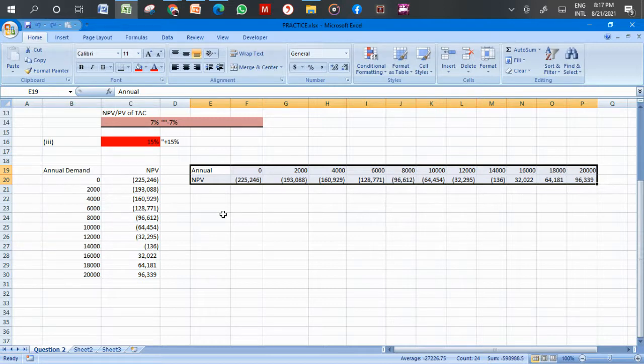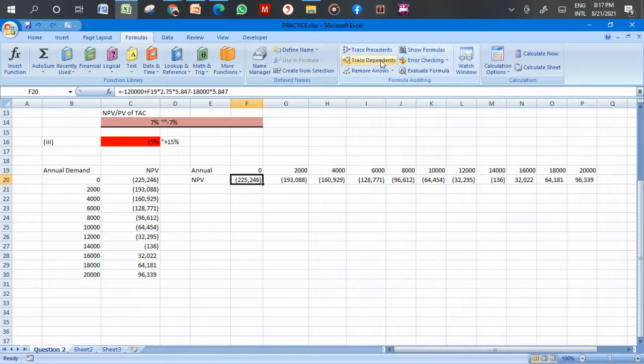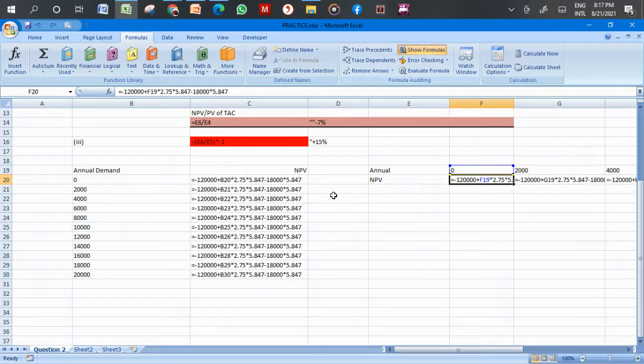Yes, I can hear you. Sorry, on the contribution formula, you forgot to multiply by the discount factor. That's why the table is not coming out. Okay, let's show the formulas. As you can see, I said minus 120 plus B20, which is our demand, multiplied by 2.75, multiplied by 5.847. So 5.847 is the discount factor, isn't it? Yeah, so it's there.